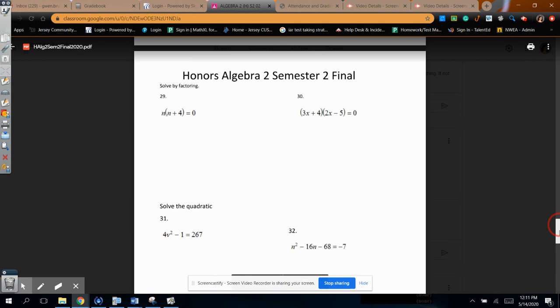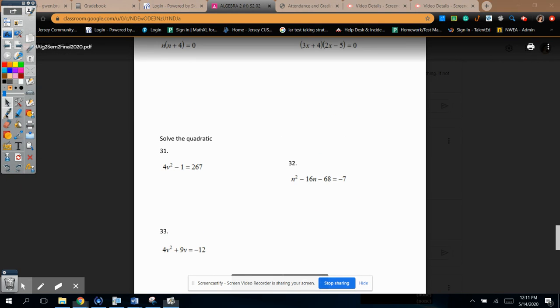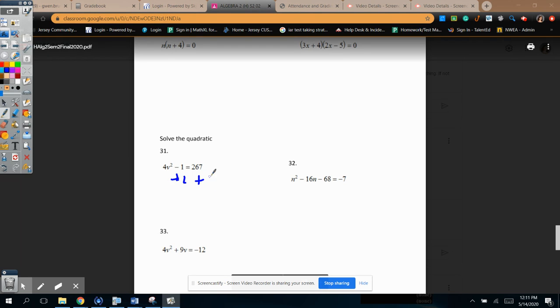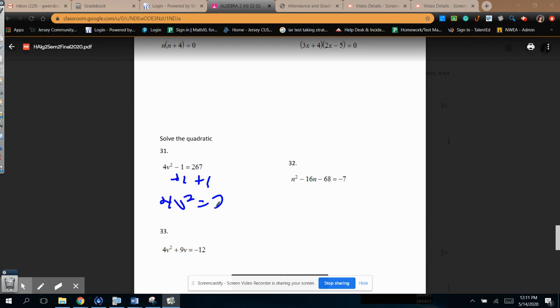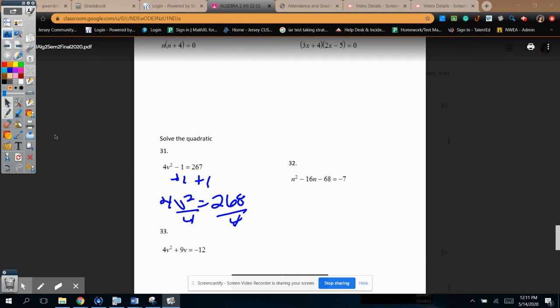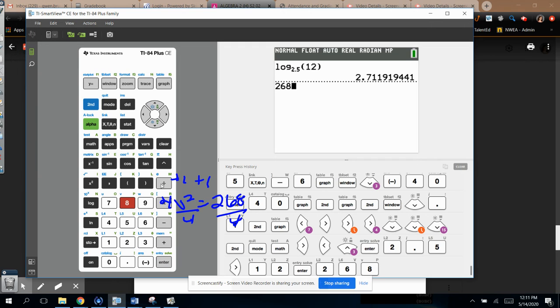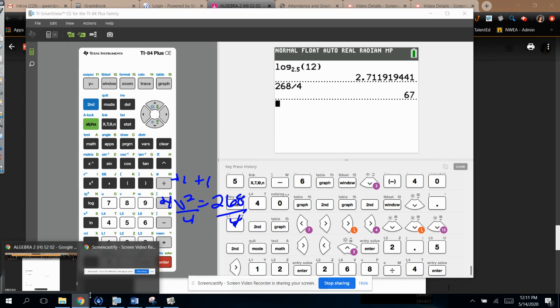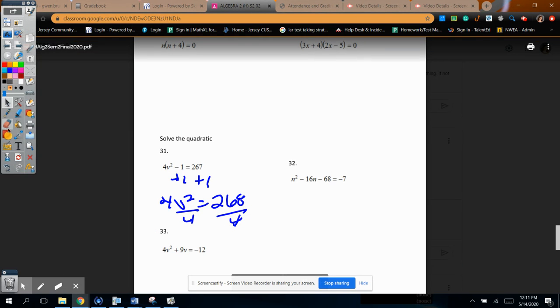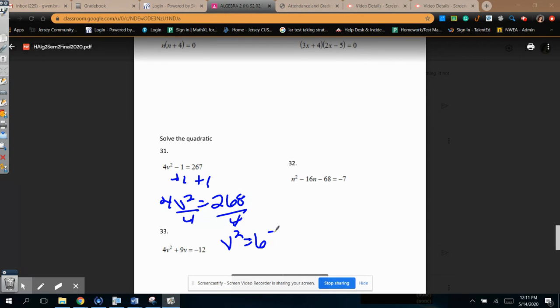Solve the quadratic. Get 0 on one side, or this one, look, I can just get v by itself. 4v squared is 268. What's 268 divided by 4? I'll find out. 268 divided by 4. 67. Don't forget you should be getting two answers here. So v squared is 67. So square root both sides, and you get plus or minus the square root of 67.